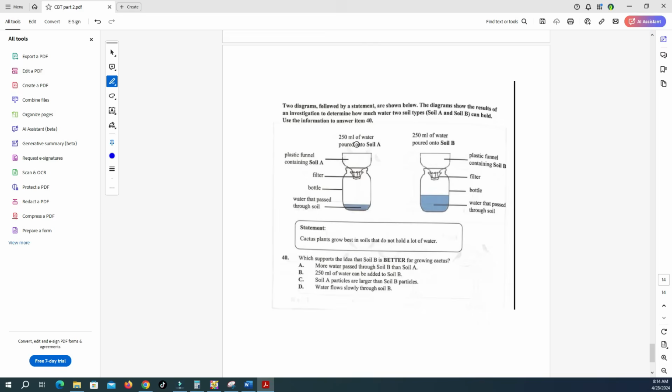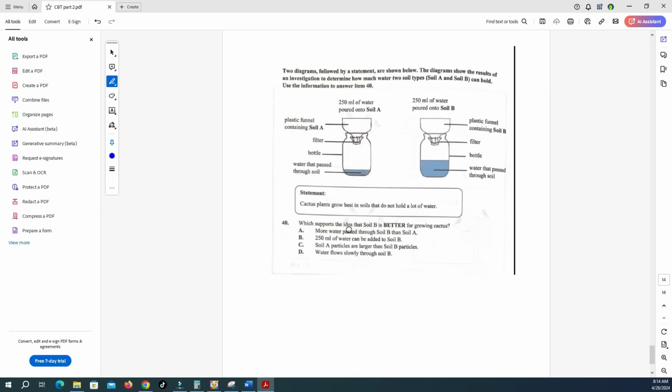So you have 250 milliliters of water poured into a soil. Right, so you have the funnel containing soil, then the filter at the bottom, the bottle, the water that is left after. Okay, I see what's happening here. The statement says cactus plants grow best in soils that do not hold a lot of water. And this soil seems like it's just releasing all the water quickly. So which supports the idea that soil B is better for growing a cactus? Well, let's see, more water passes through soil B than soil A. Right, that's what it says. That's the answer to me.